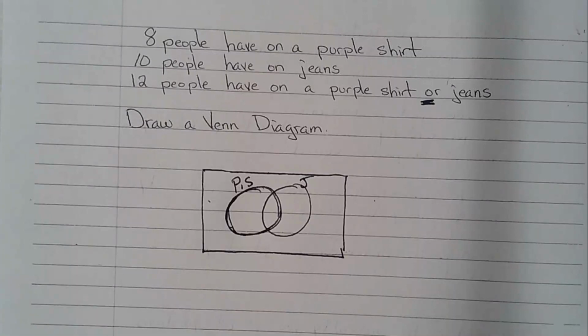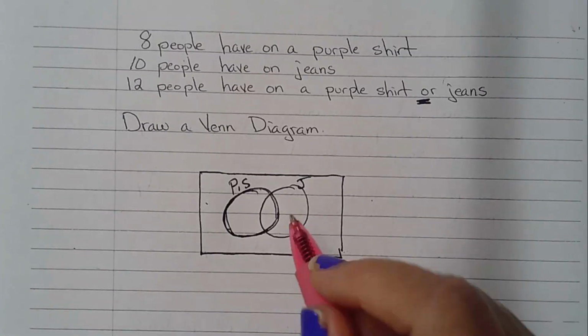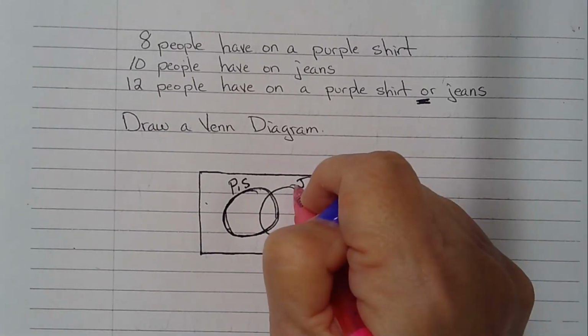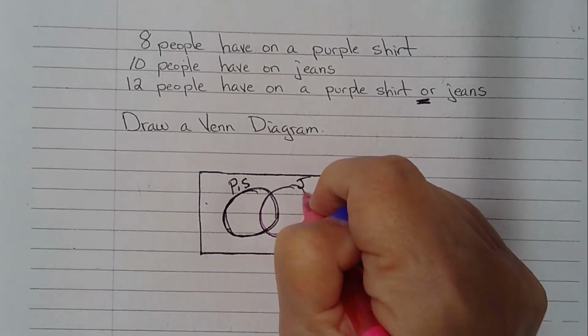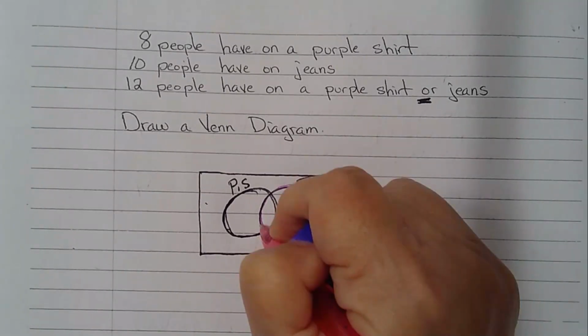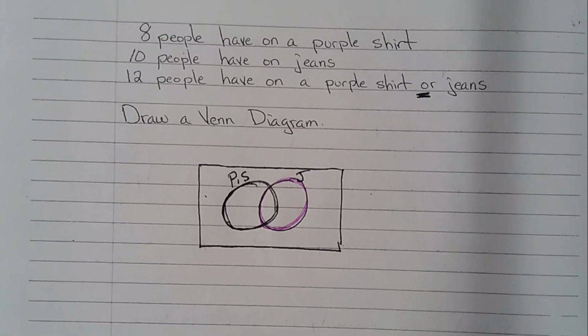And then 10 people have on jeans. So I hope you didn't put the 10 right here. The 10 is this whole circle here. Now notice it says 12 people have on a purple shirt or jeans. And you're like, wait a minute. If 8 people have on a purple shirt and 10 people have on jeans, and 8 and 10 is 18, how can there only be 12 people who have on a purple shirt or jeans? What is going on here?